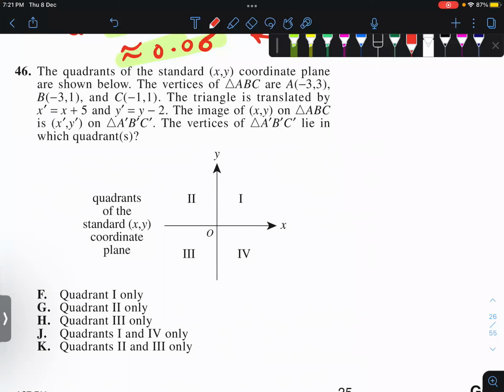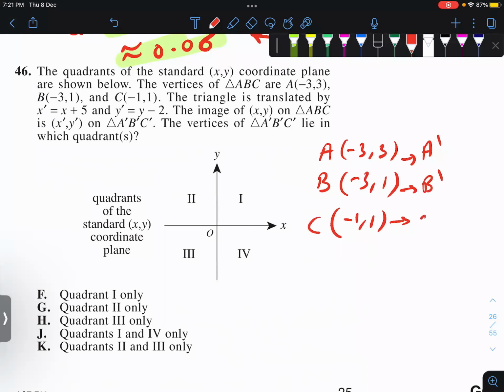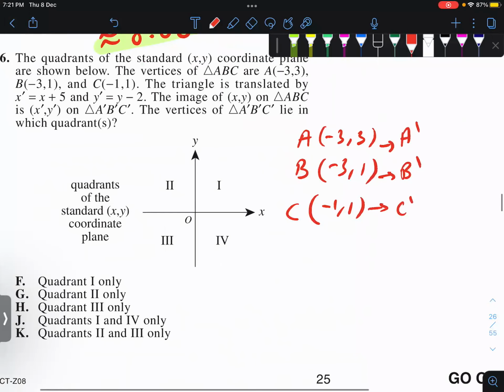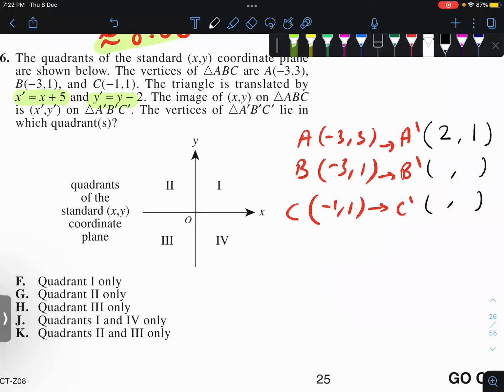Yes, so we have A, which is -3 and 3, B, which is -3 and 1, and C, which is -1 and 1. When we shift this to find A prime, B prime and C prime using the given formulas, what should I do with the x coordinate and the y coordinate? We add 5 to x and subtract 2 from y. So -3 plus 5 gives 2, and 3 minus 2 gives 1.